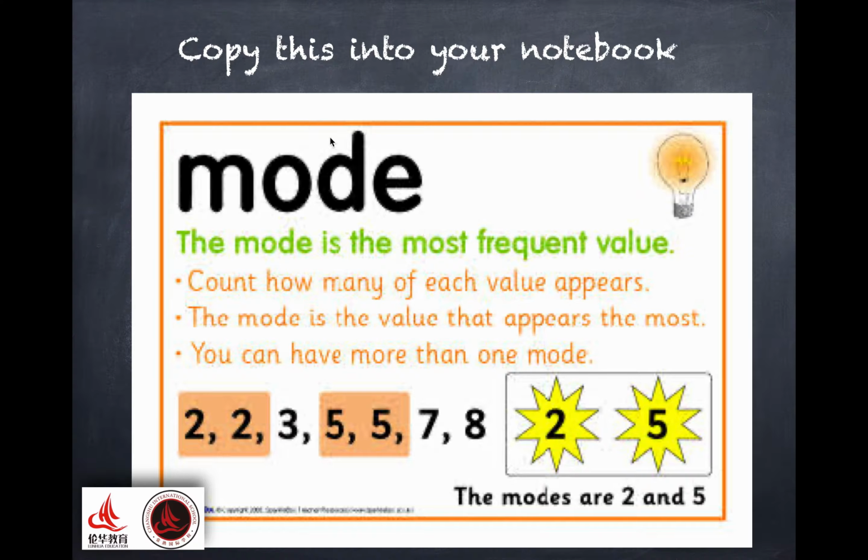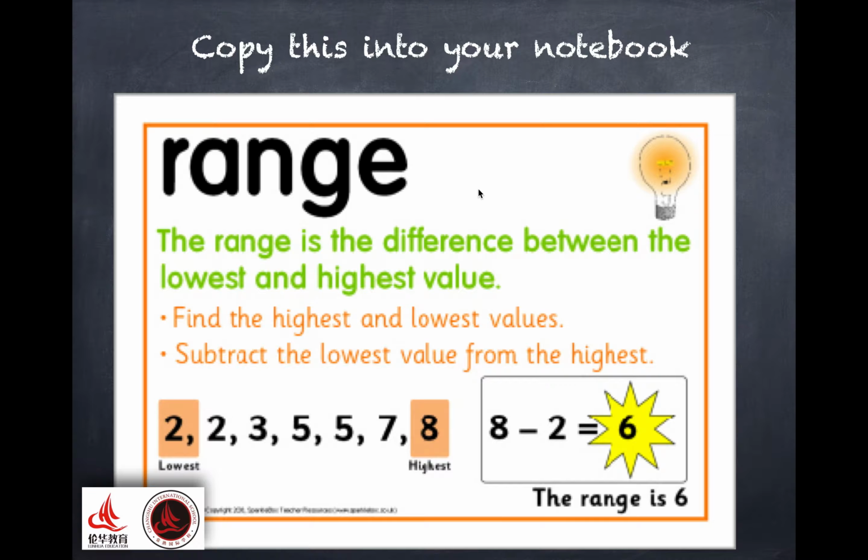Now next one is mode. Mode is the most frequent value. The mode is the number that repeats itself the most. In this case, we have 2 modes. There are 2 2s and 2 5s. Please write down mode, and the mode is the most frequent value. Okay, range. The range is the difference between the lowest and the highest value. In this case, the range is 8 minus 2, and it's 6. Please write down range, and the range is the difference between lowest and highest value.